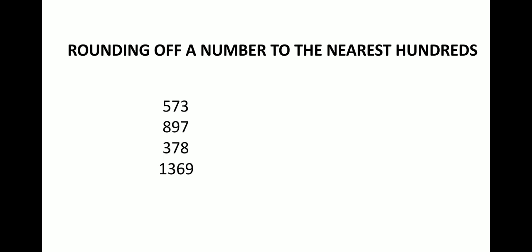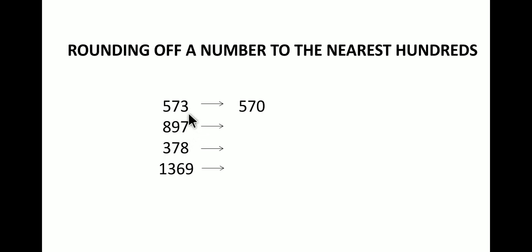So rounding of a number, just like in the previous video in which we learnt rounding of a number to the nearest tens. First I'll explain how to round a number to the nearest tens. So here it is 573, and 3 being less than 5 will not contribute any number to the previous value. So 573 becomes 570.